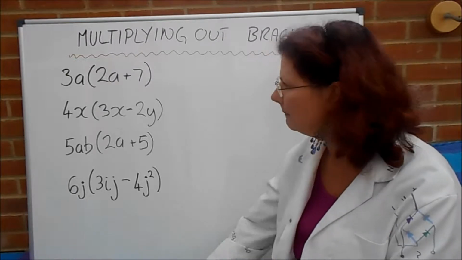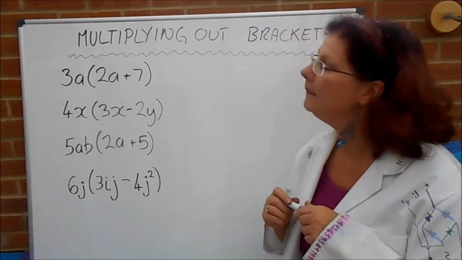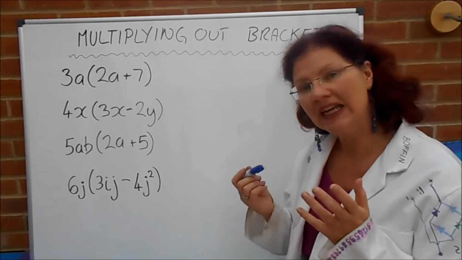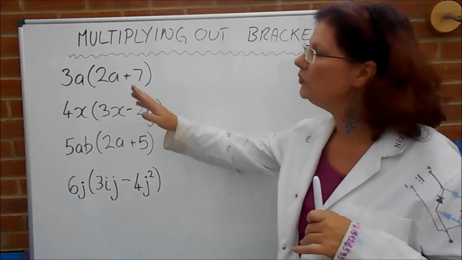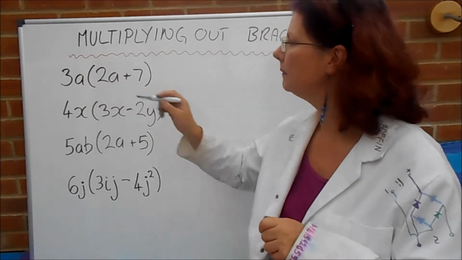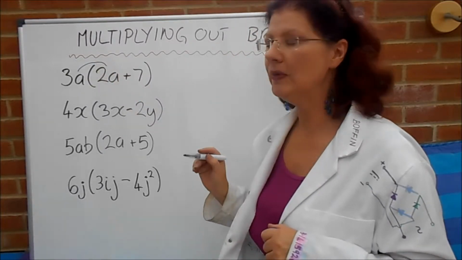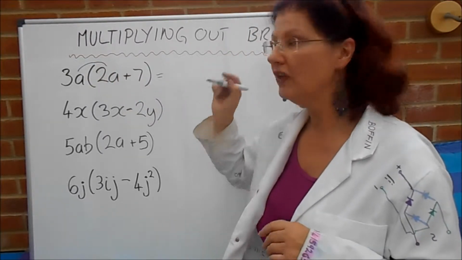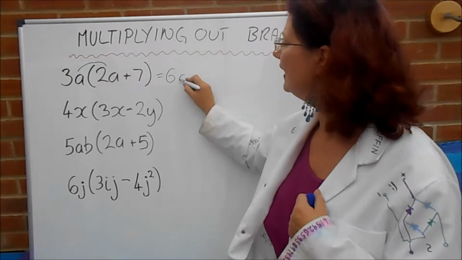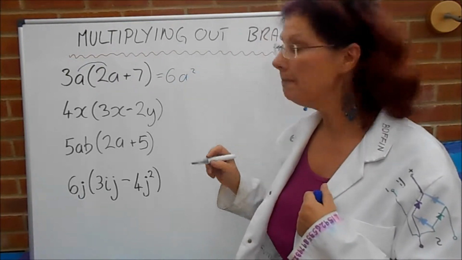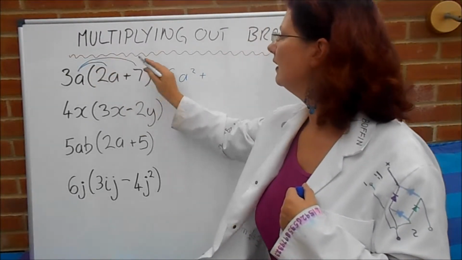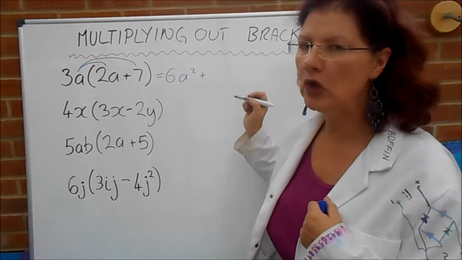So let's get started. For the top one here, we've got 3a outside the brackets and 2a plus 7 inside the brackets. So as always, we're going to times everything outside the brackets by all the bits inside the brackets. 3a times 2a. Numbers first, the 3 times the 2 gives you a 6, and the a times the a gives you an a squared. Okay? And then we've got an add, and we've got a 3a times 7. Hopefully you know your 7 times table.